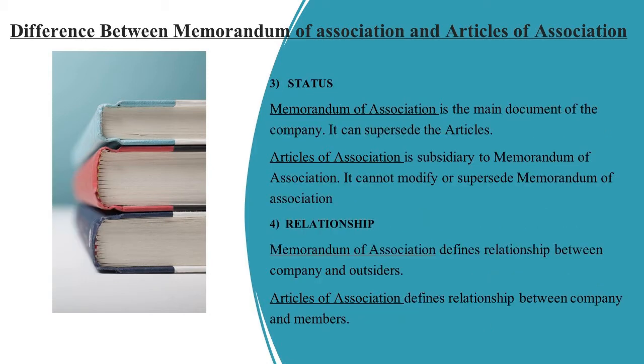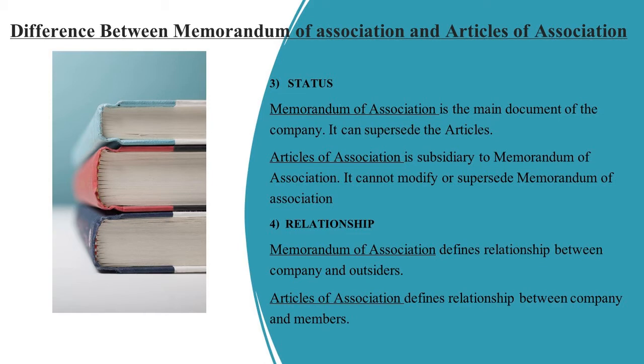Next is status. Memorandum of Association is the main document of the company, and being the charter of the company, Memorandum is superior to all the other documents of the company. It can even supersede or alter the Articles of Association, whereas Articles of Association is a subsidiary document to the Memorandum of Association. It cannot modify or supersede the Memorandum of Association.